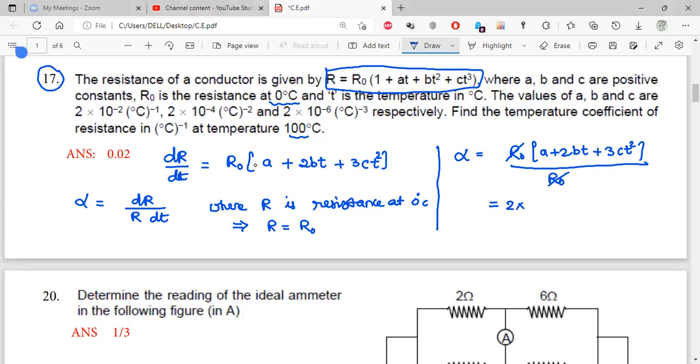A is 2 into 10 power minus 2. 2BT is 2B, that is 4 into 10 power minus 4, into 100, which is 4 into 10 power minus 2. 3C, 3 twos are 6, which is 6 into 10 power minus 2. Correct?